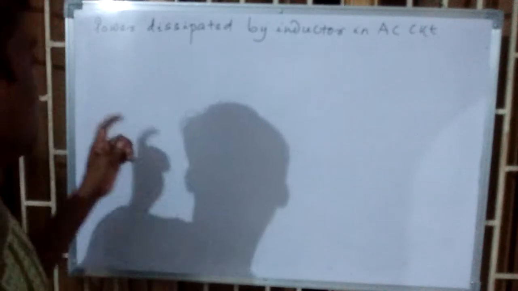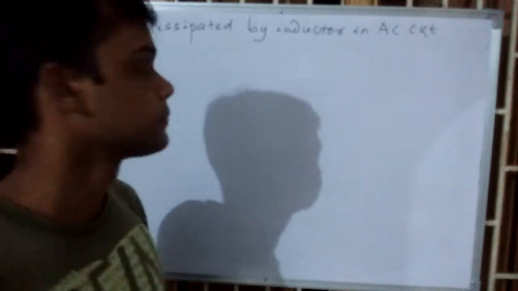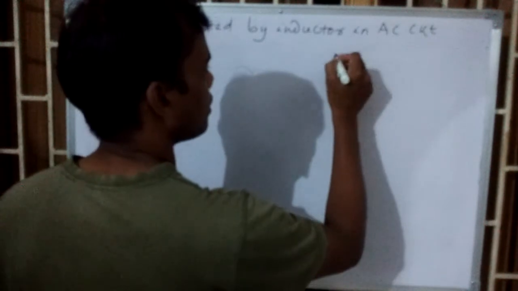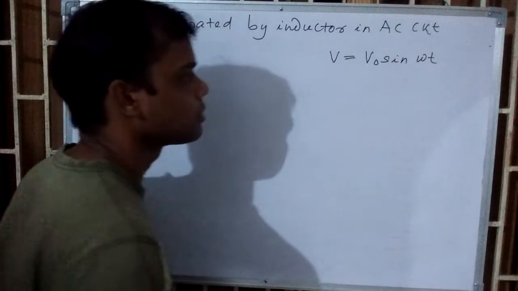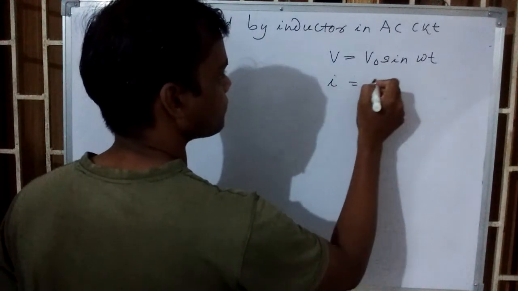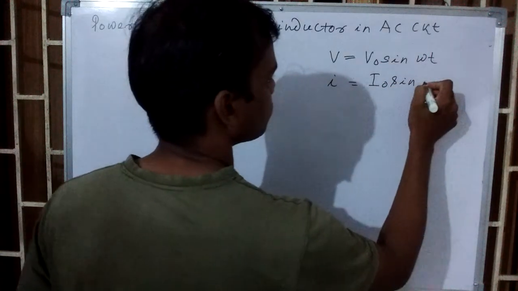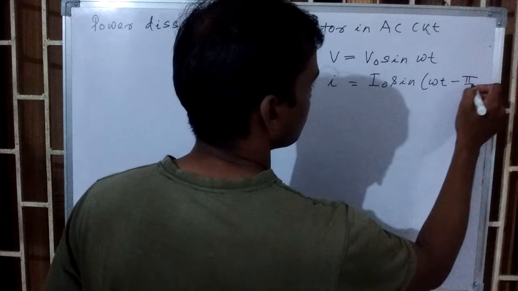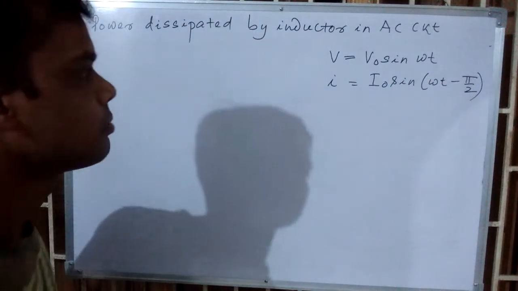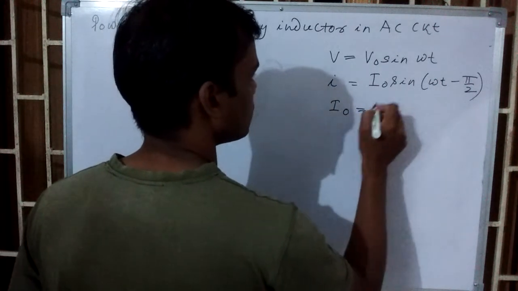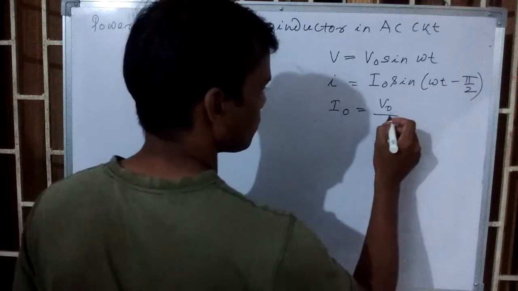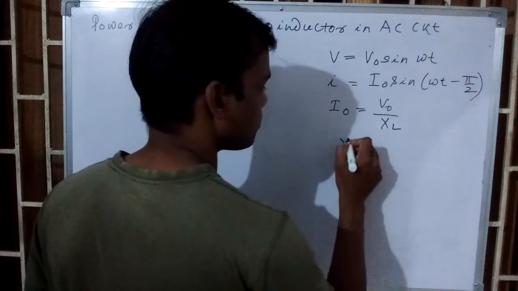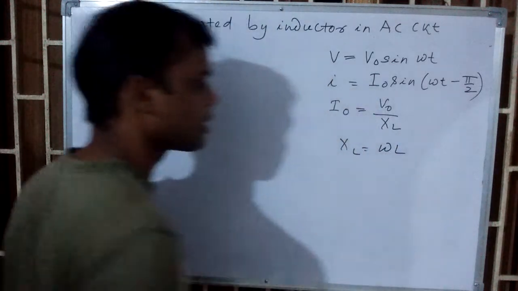Hello students, in the previous class we have already discussed if an inductor is connected to an AC source of V naught sin omega t, the resulting current will be I naught sin omega t minus pi by 2, where I naught is equal to V naught by XL, where XL is the inductive reactance, that is omega L.